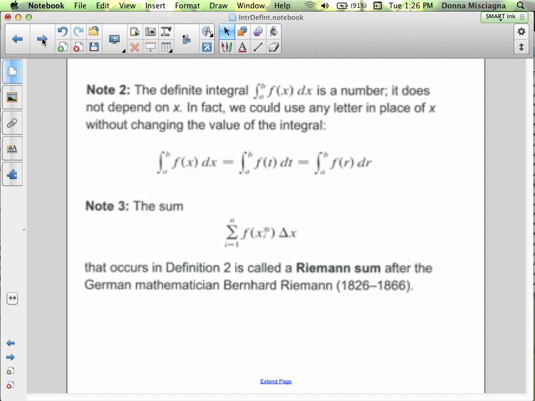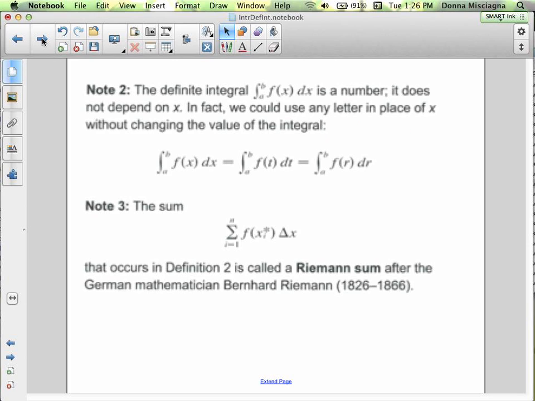So the definite integral from a to b of f of x dx is a number. It does not depend on x. We could use any letter in place of x without changing the value of the integral, so long as the variable of integration matched. Right, so where we have a Riemann sum, if there's no limit, we're just summing up a finite number of rectangles, then it's a Riemann sum.